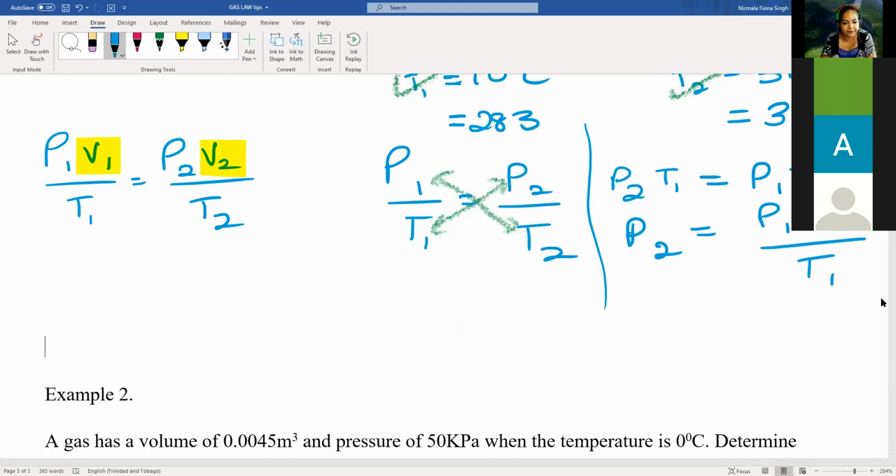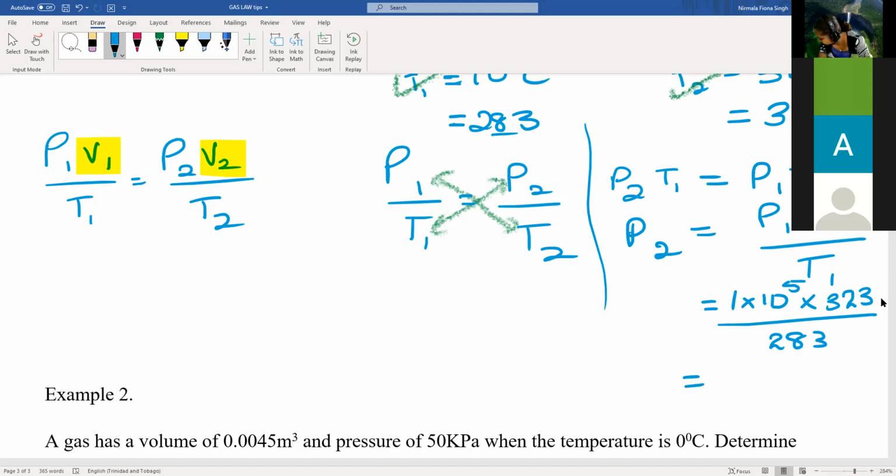All right, so let's plug in our values. So I'm going to have P1, which is 1 by 10 to the 5, multiplied by T2, which is 323, over T1, and T1 is 283. And when I work that out, I'm going to end up getting 1.14 by 10 to the 5 pascals. So let's go through that again.